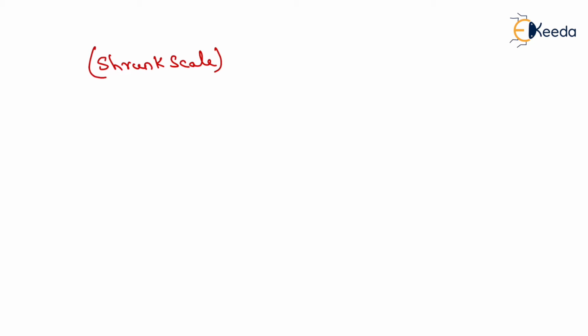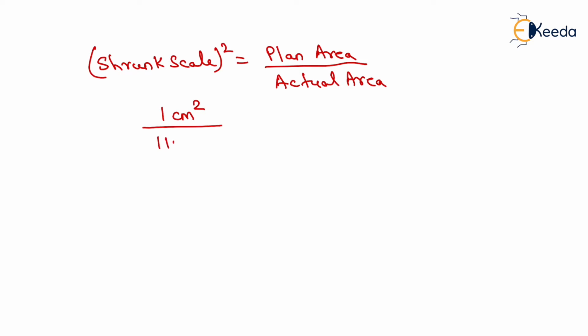So shrunk scale whole square will be equals to plan area upon actual area on ground in meter square. Now shrunk scale is equals to 1 centimeter square upon 11.11 whole square meter square, and the plan area is given as 81 centimeter square. So we will write 81 centimeter square upon actual area. We need to calculate the actual area. On solving this, we will get the value as 81 into 11.11 square.